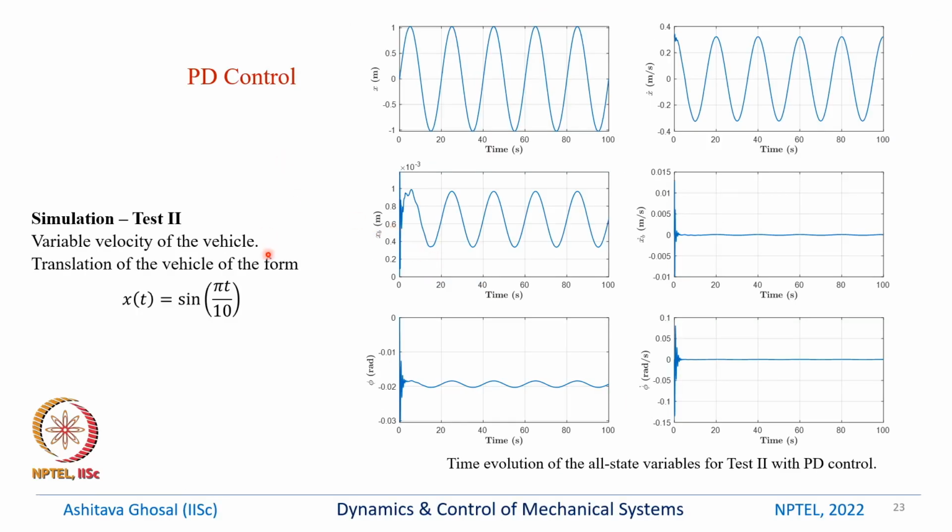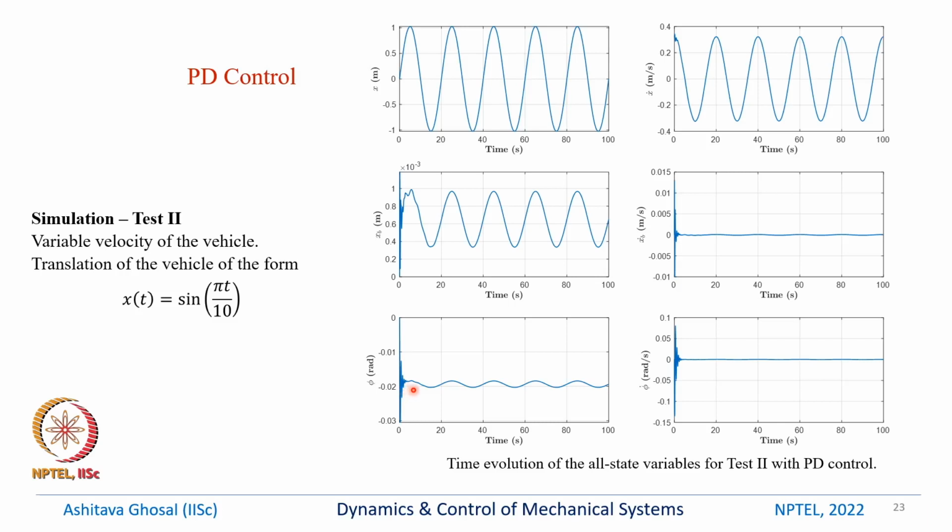If you do PD control, then we want to give some arbitrarily chosen translation of the vehicle of the form x of t is sine pi t by 10. So x of t is this nice sinusoidal function, x dot is this, and what you can see is that the motion of the battery now can be determined. Okay, so this is xb, this is xp dot, and this is phi.